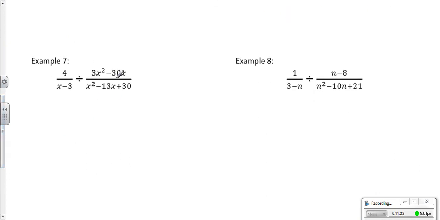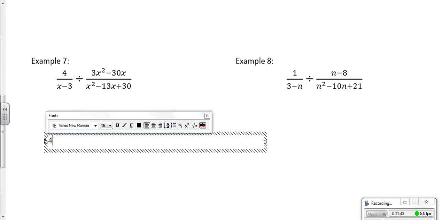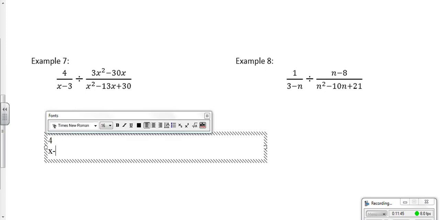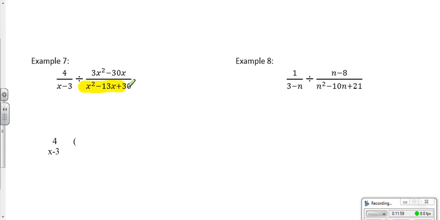Okay, a lot more factoring in place here, so keep that in mind. So we have, now I'm going to do this first. I'm going to say 4 over x minus 3, and then I'm going to flip the other one right away. And I'm going to flip it and factor it. So I'm focusing on this piece first.